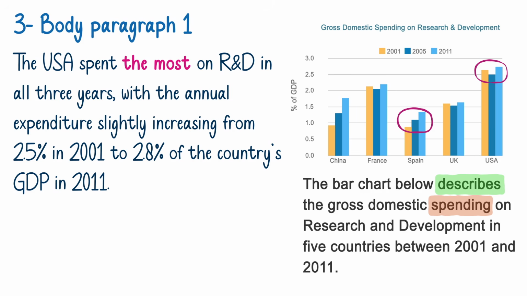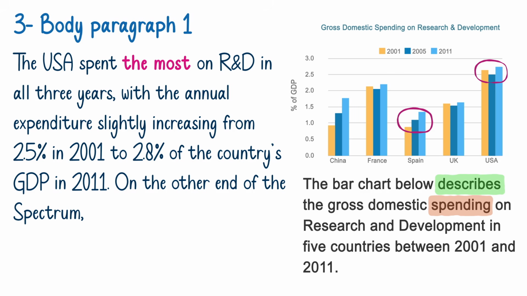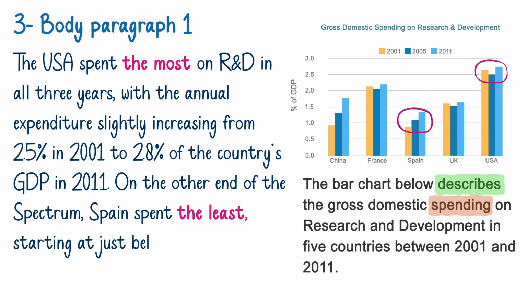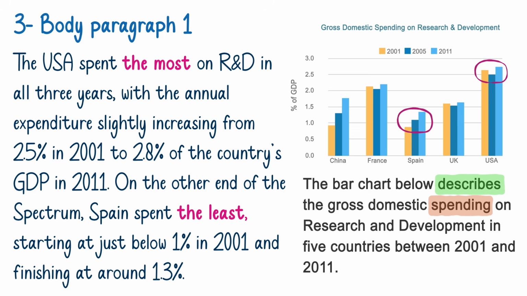Now, let's write about Spain. On the other end of the spectrum, Spain spent the least. You should definitely write "the least", starting at just below, or under, 1% in 2001 and finishing at around 1.3%. So that is a very good body paragraph.